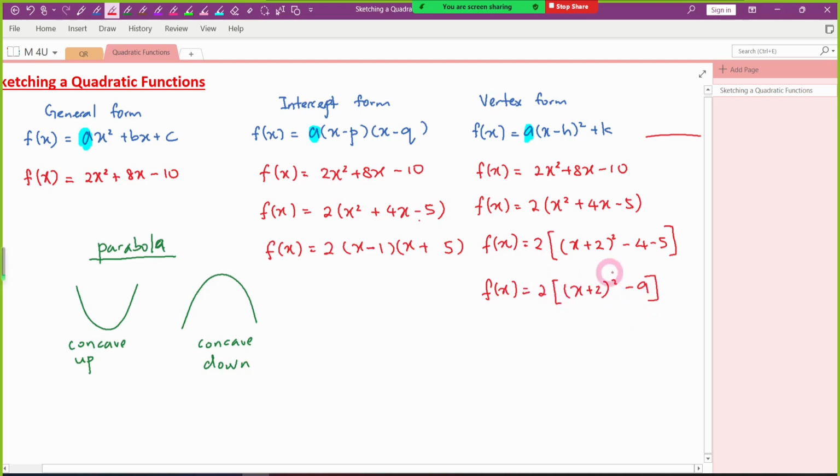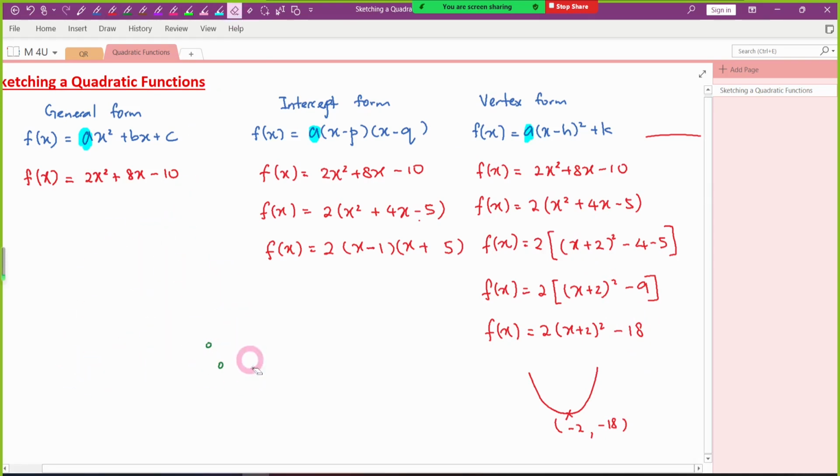Now I'm going to bring in the 2. 2 times this, you will get 2 parentheses x plus 2 square. 2 times negative 9, you will get negative 18. So we know this is smiling face, right? And the coordinate of the vertex will be x plus 2 is equal to 0, x is equal to negative 2, and the number here will be directly taken from here, negative 18. Okay, now let me show you how do we sketch this graph.